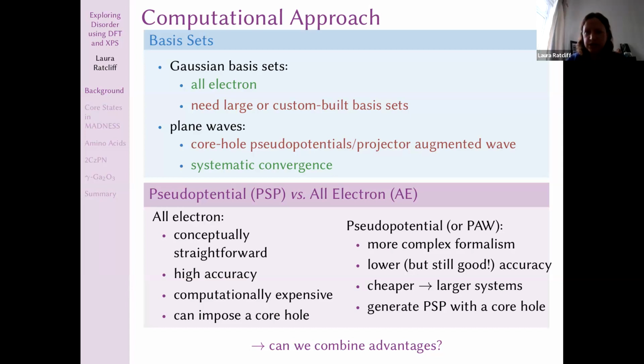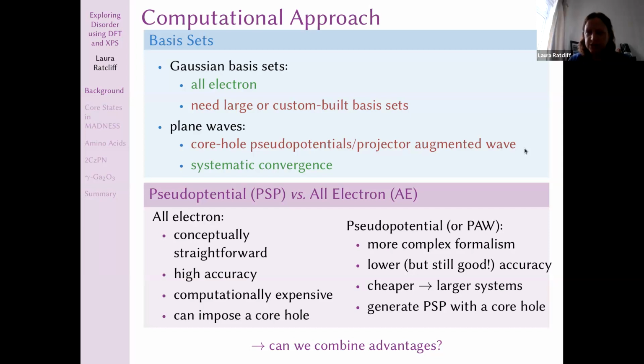Or there are some alternative approaches where we build a basis set that's custom designed for core states. This can work quite well if you have one of these basis sets that exists for the type of molecule that you're interested in, but it requires maybe a little bit of extra knowledge about the system. An alternative approach that's typically used for solid state calculations is a plane wave basis set.